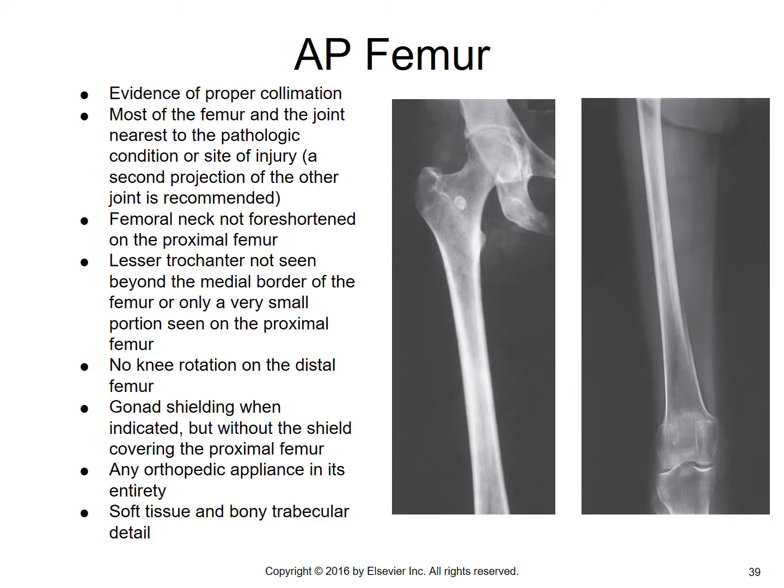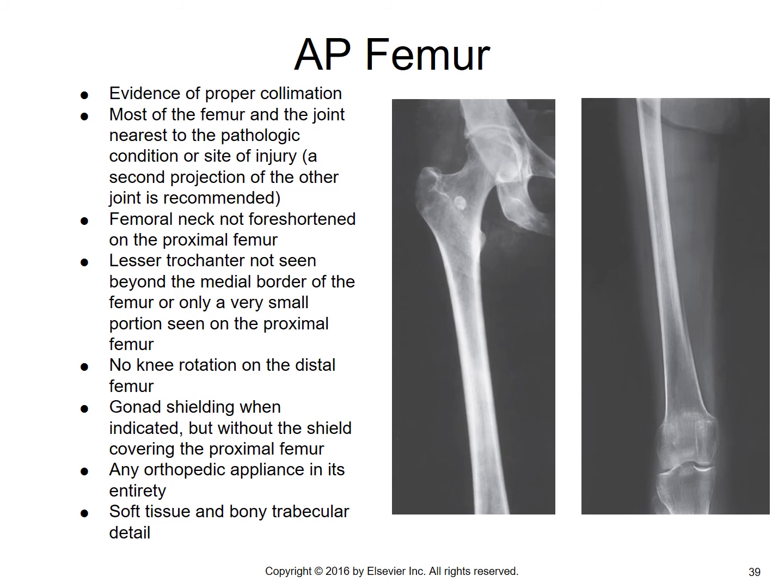For the AP of the femur, evidence of proper collimation. Most of the femur and the joint nearest to the pathologic condition or site of injury, a second projection of the other joint is recommended. In fact, it's a long bone. You should always have both joints. Femoral neck is not foreshortened on the proximal femur. Why? Because remember, you internally rotated the leg.